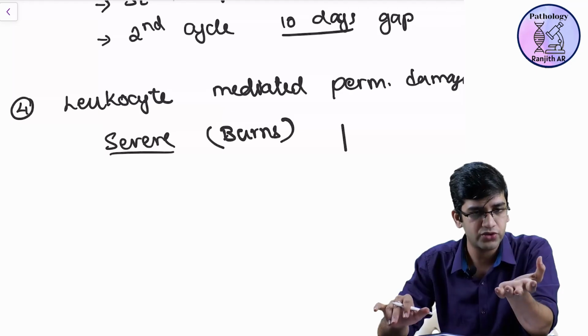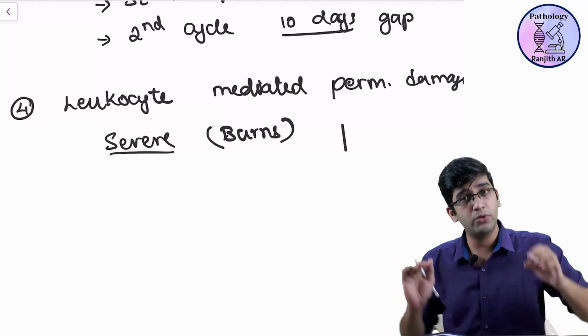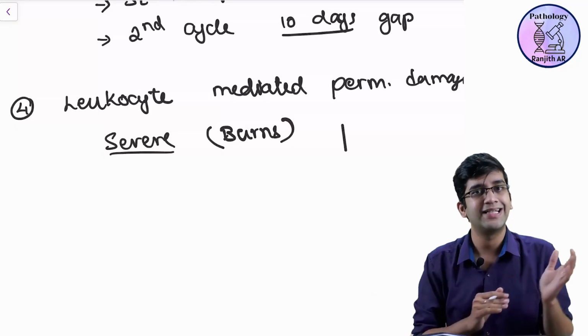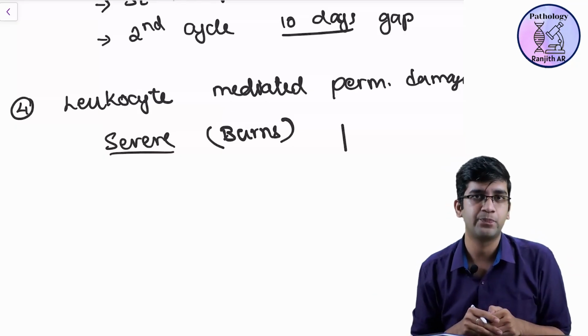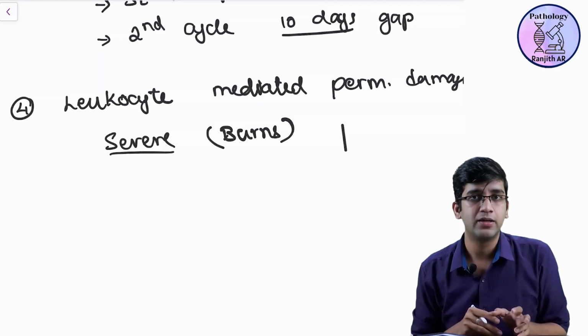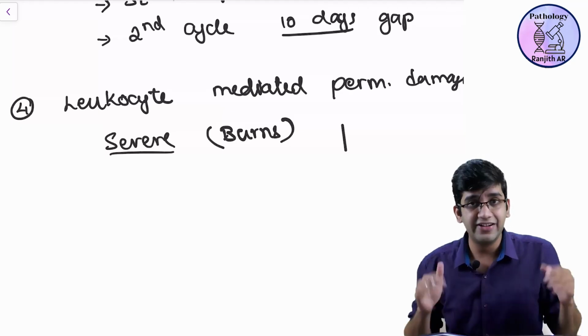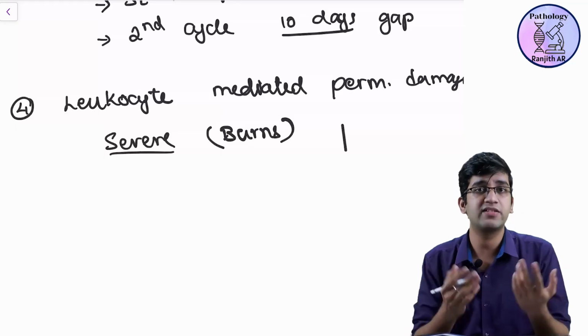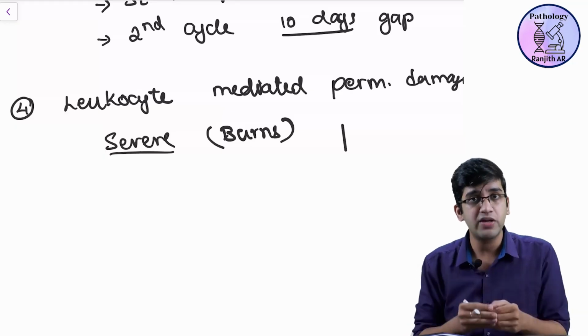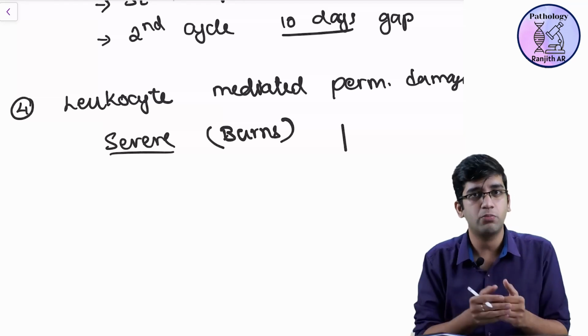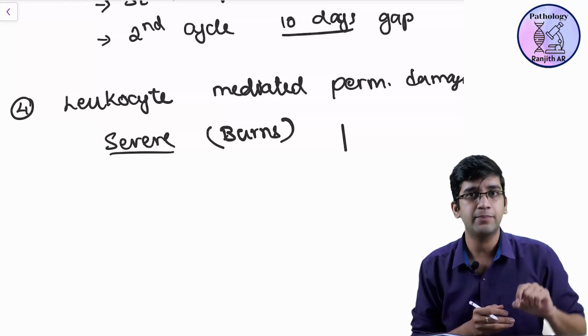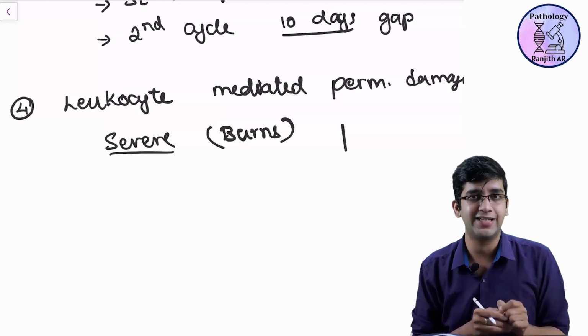First, I'll have the force. After that, my WBCs will come. My WBCs will destroy all the vessels. That's why it's leukocyte mediated damage. It's permanent. I cannot replace them. I'll replace them only when a new blood vessel is formed. New blood vessels take at least 1 week to form completely. Till that time, I will have vascular leakage.